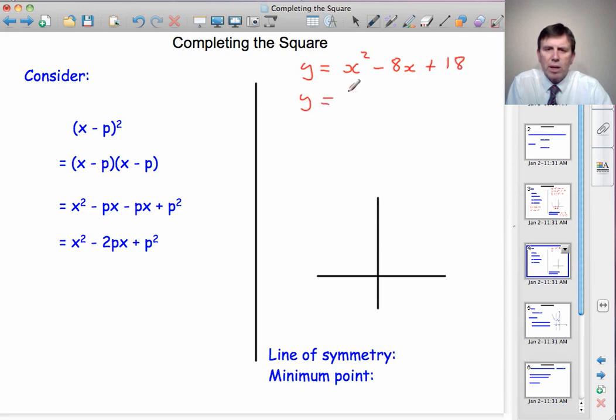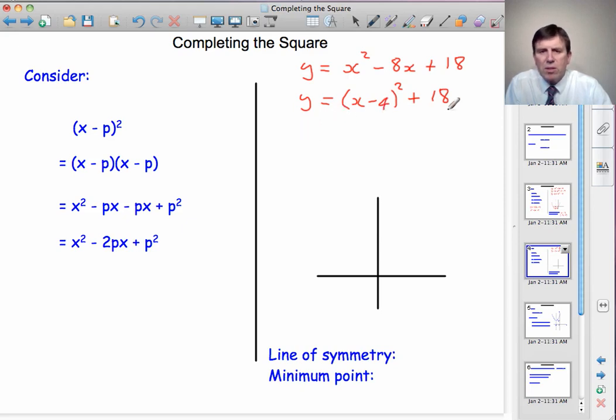So to complete the square, I want x with some number in there squared plus 18. What number is going to go in here? Well, if we have a look at when we expand x minus p all squared, you'll find that we get x squared minus 2px plus p squared. So this number on the end is still positive because minus p times minus p gives plus p squared. But the number that's going to go in the brackets is half the number of x's again. So half of -8 is -4.